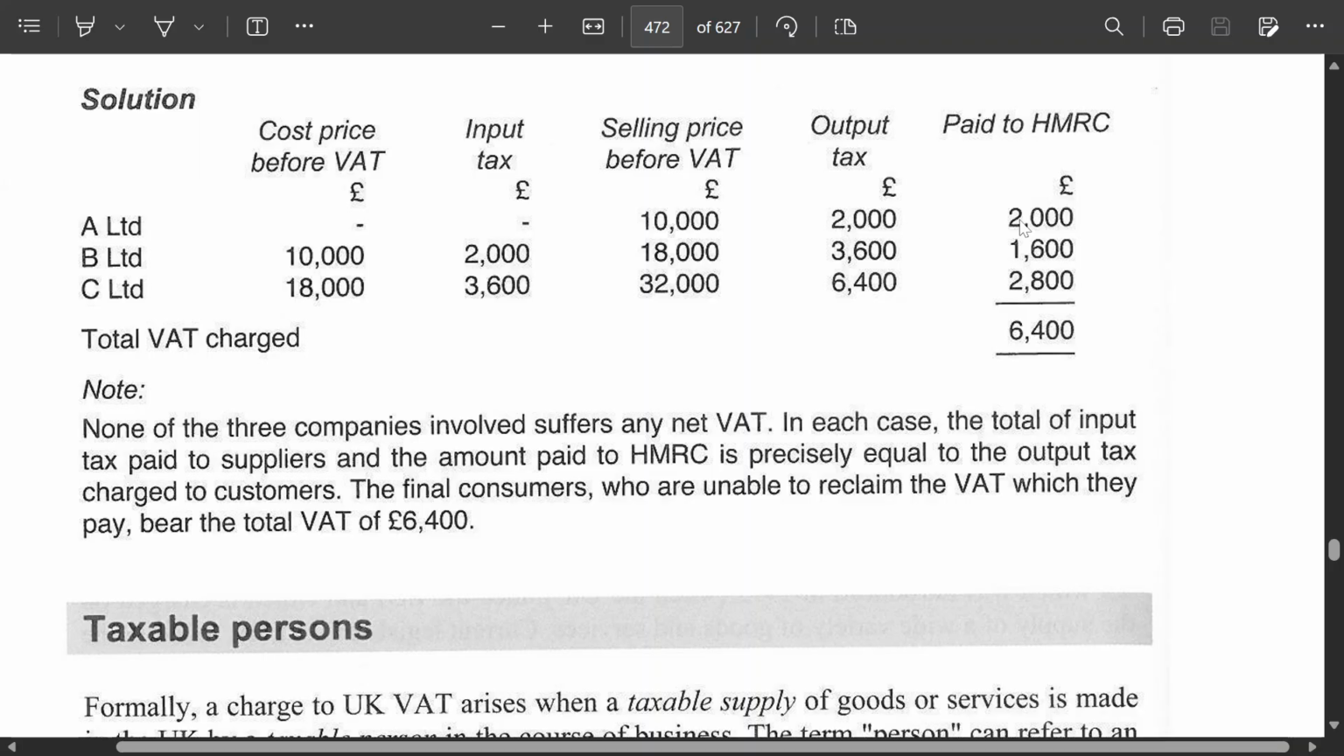A has to pay this output tax to HMRC, but A is not losing any money out of pocket, because A is not paying this 2,000 out of his own pocket. A has charged this amount to B. So when B came to buy, he said, okay, the price is 10,000 plus VAT. The VAT is 2,000. So A collects the 2,000 VAT also from B and pays it to the government. So A is not losing anything. He's just collecting the tax and paying it. So no final incidence on A, because he's not really paying it.